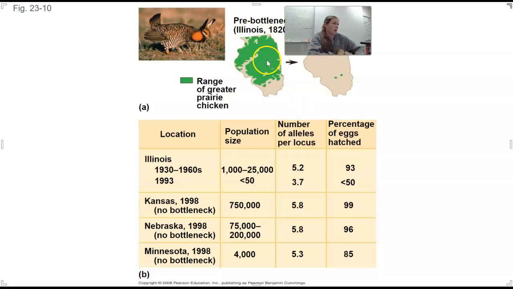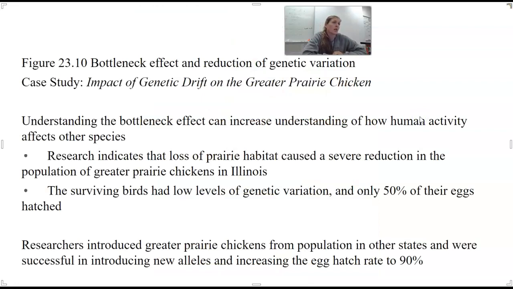So here's the prairie chicken experiment. You can pause and you can like read all of the data points and stuff. But basically, chickens were not able to hatch their eggs because of the harmful allele that built up due to the drastic decrease. So the individuals that ended up living were the ones that had that harmful allele, and then they continued to pass it on to the next generation. Oh, that's the story of the prairie chickens.